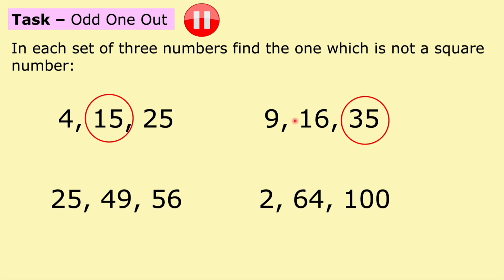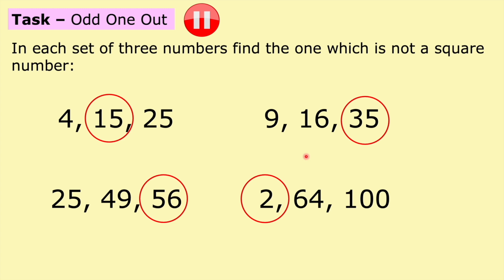However, 35 is not. Third set, 25, we know it's 5 times 5. 49, 7 times 7. 56 is the odd one out here. And for the last one, 2, there's no number that multiplies together to give you 2. 8 times 8 gives you 64. 10 times 10 gives you 100. Therefore, 2 is the odd one out. So well done if you got them correct.